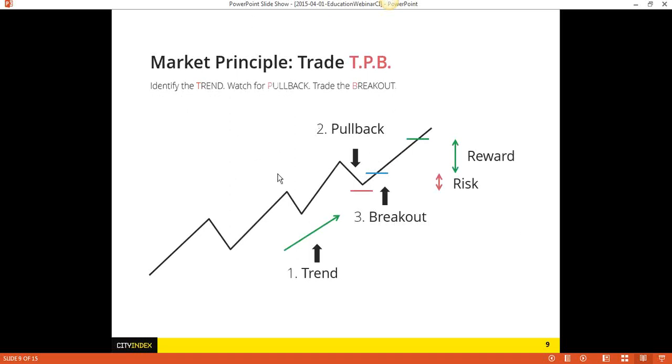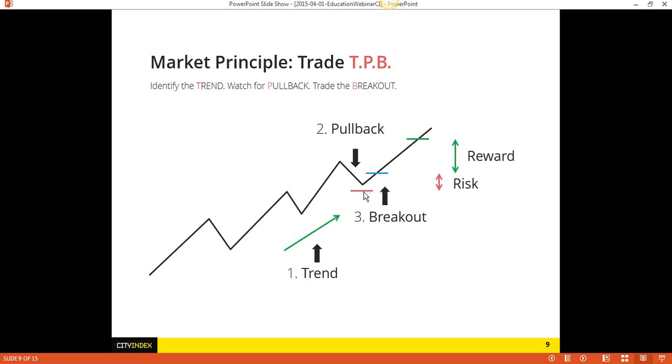Now, I talk about this all the time too, just to illustrate it: the TPB, trend pullback breakout. All it means is that you're looking for a trend, you're looking for a pullback, and you're looking for a breakout after the pullback, a recovery of the pullback. Now, where does the exiting come into play? Right here, with this red line right here.